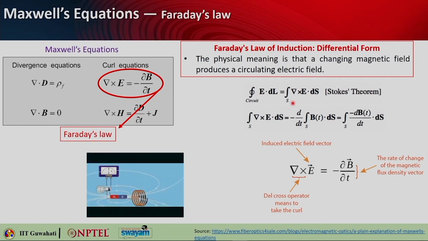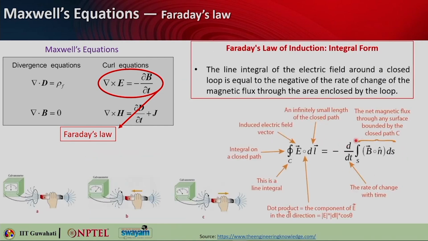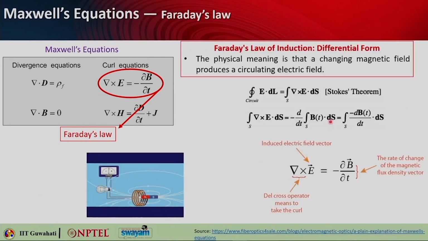And when you write this, it becomes the curl of E dot ds, and you are integrating over this surface now. So this is the same as the right hand side here, which already has a surface integral. So you can now compare the quantity inside the integral, and you can write that curl of E is equal to minus ∂B/∂t. So this is how we are able to get this differential form.